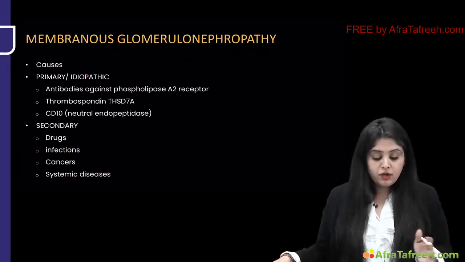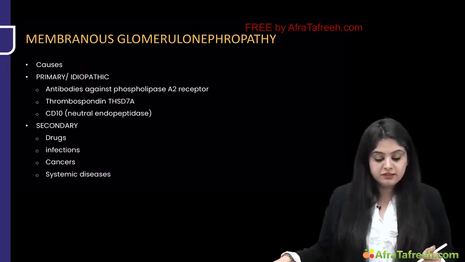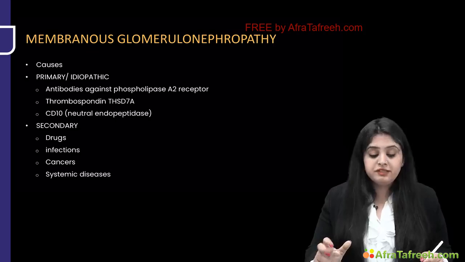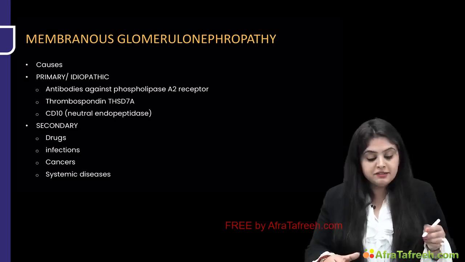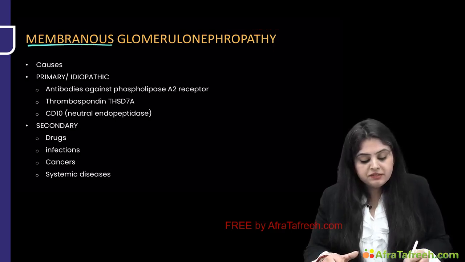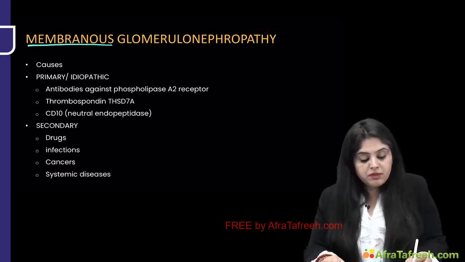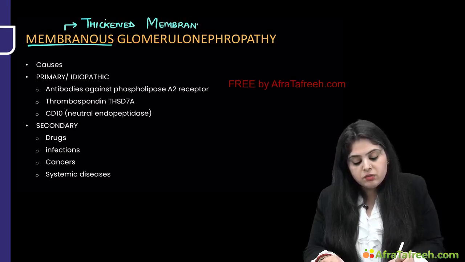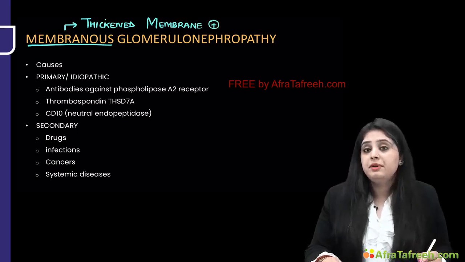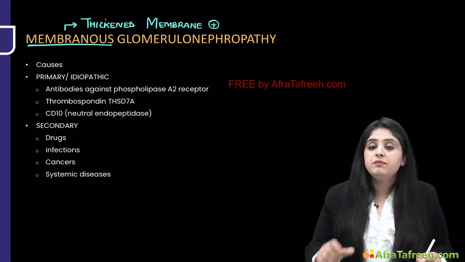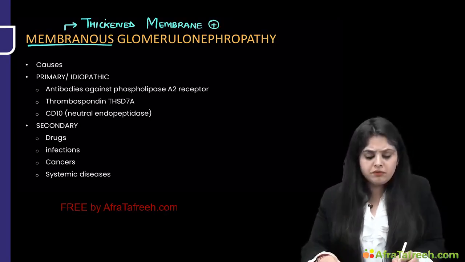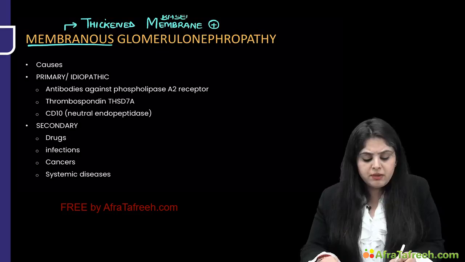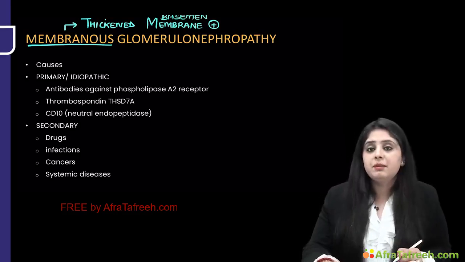Having said that, you see a lot of causes written in front of you. How will I learn this? First, try to understand what the disease is, because that will give you a little bit of ease. When we talk about membranous, glomerulonephropathy is obvious, but membranous will tell me that ultimately there is a thickened membrane that is going to be present. So there's a membranous involvement. Which membrane am I talking about? Of course, the basement membrane. There is only one membrane that I have. So how is the basement membrane becoming thick?